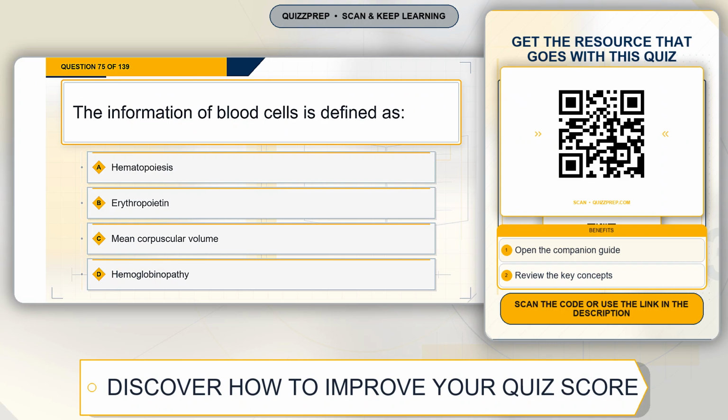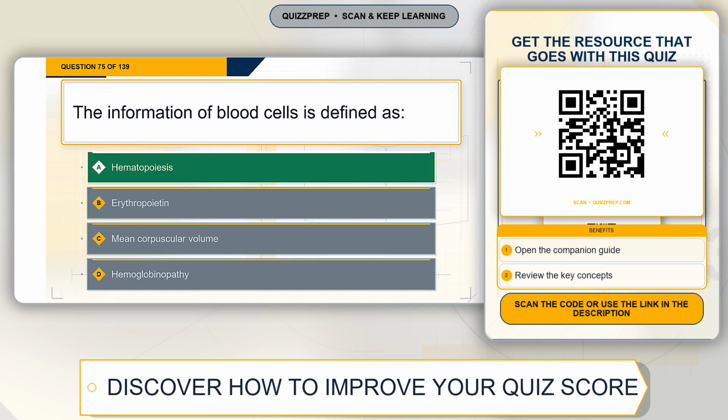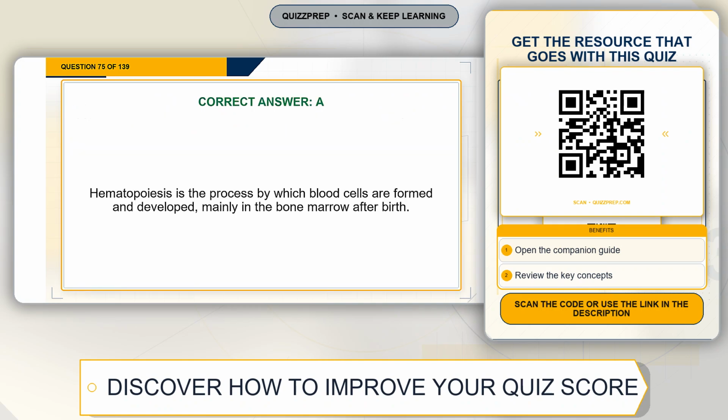Question 75. The formation of blood cells is defined as: Option A, hematopoiesis. Option B, erythropoietin. Option C, mean corpuscular volume. Option D, hemoglobinopathy. The correct answer is option A, hematopoiesis. Explanation. Hematopoiesis is the process by which blood cells are formed and developed, mainly in the bone marrow after birth.